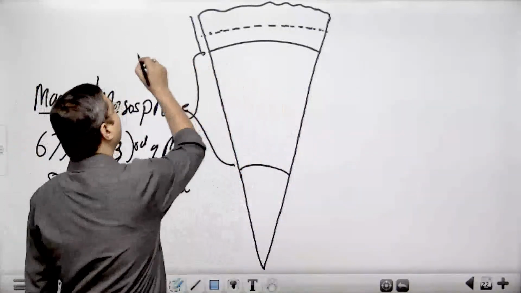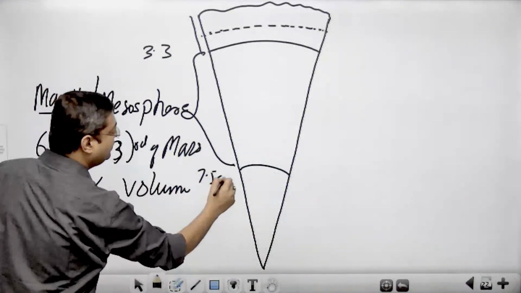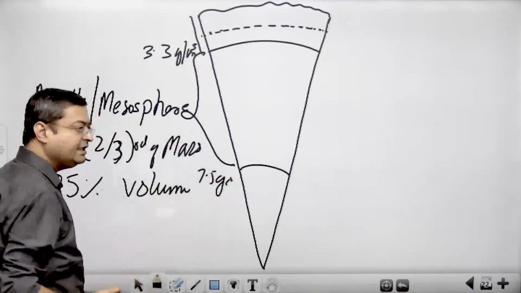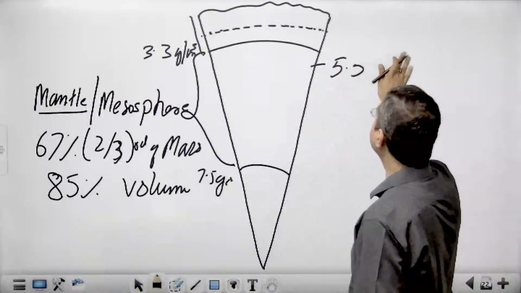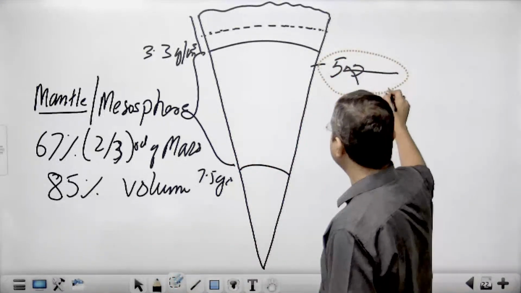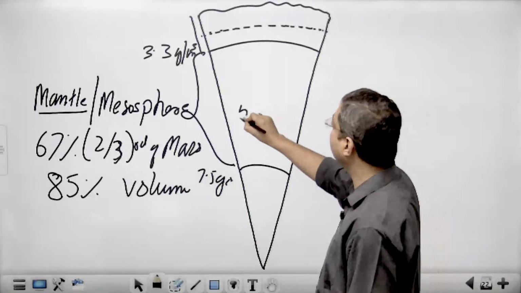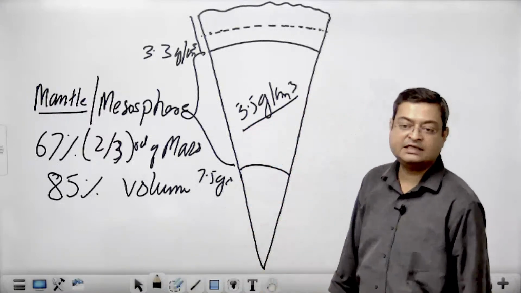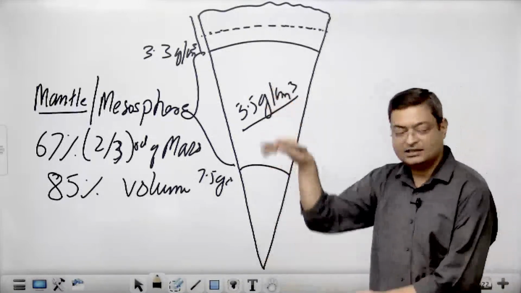Here there is a range of density. It starts from 3.3 and reaches up to an average of 7.5 gram per centimeter cube. But the average density of the mantle is 5.5 gram per centimeter cube. And remember that this is the average density of the earth also. Okay? We will count the whole mantle.